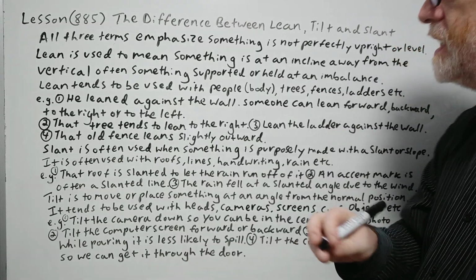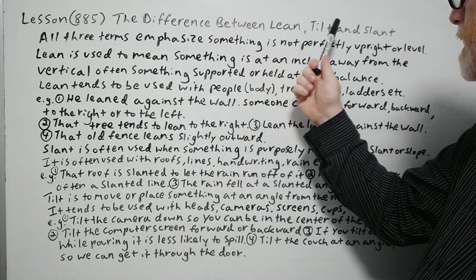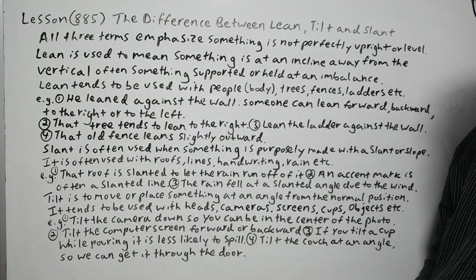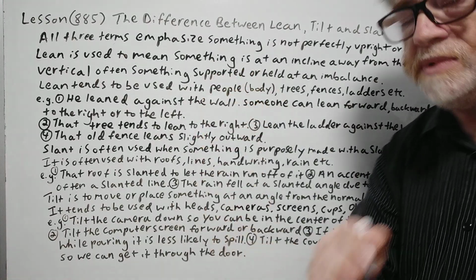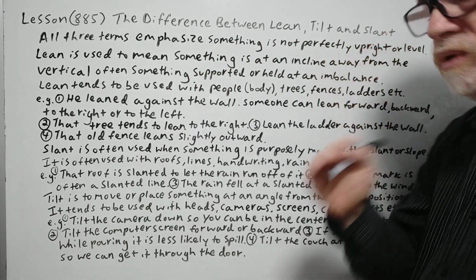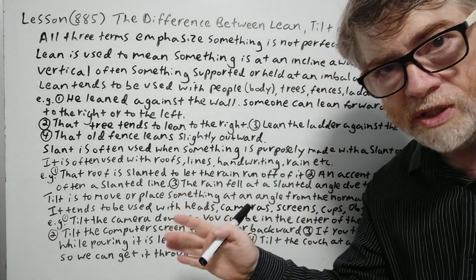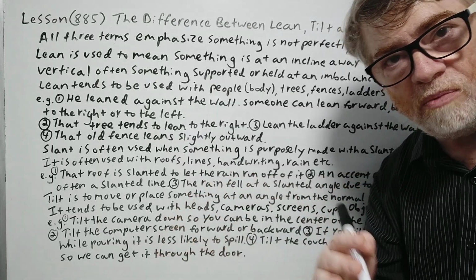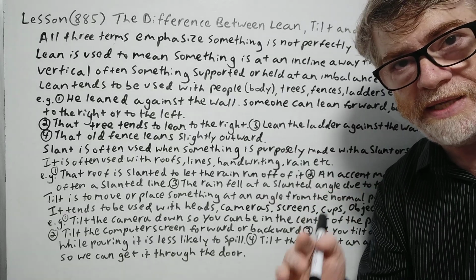The title of today's lesson is the difference between lean, tilt, and slant. Okay, if somebody wants to screenshot it right now, let's go right to it. All three terms emphasize that something is not perfectly upright or level, so there will be some crossover between these three terms, but we try to give a lot of hints of when you're more likely to use one of these terms instead of the other.